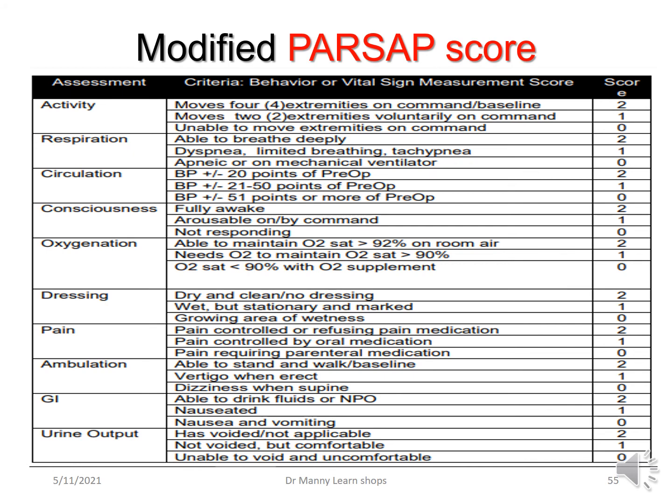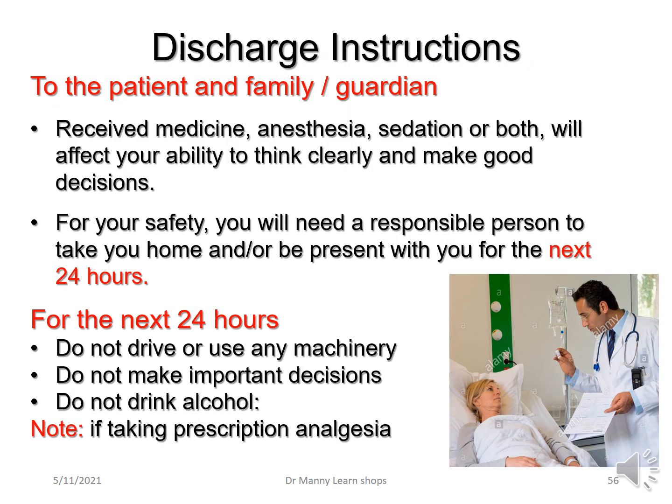I'll go back. The score has to be greater than or equal to 18, which indicates recovery sufficient for home discharge. Now, it's really important before the patient is discharged that they're given instructions. And these are given to the patient and the family or the guardian.